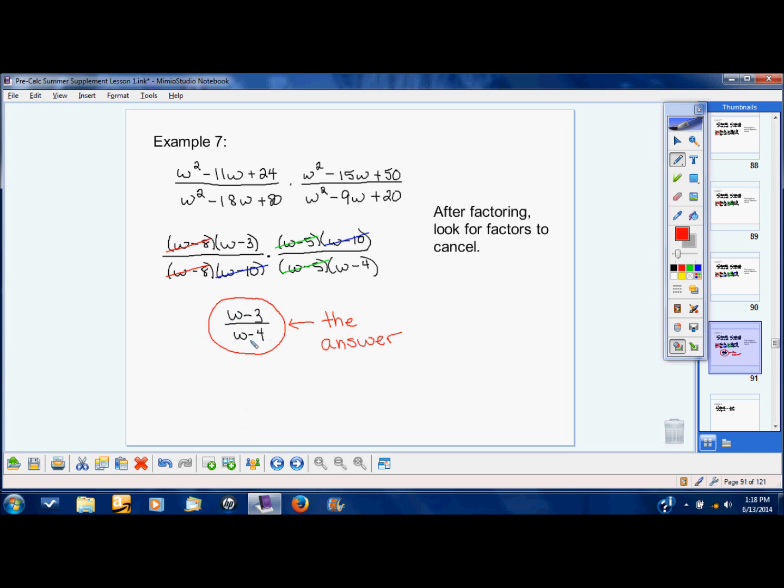Notice I didn't write the parentheses around the W minus 3 or the W minus 4. You need to keep in mind from way back that this large fraction bar is a grouping symbol. So the parentheses are implied here. As long as you just have that factor down there, and there's no other factor that had to come along with it, you don't have to write the parentheses. As a matter of fact, it's more correct not to. So that's your final answer on that one.